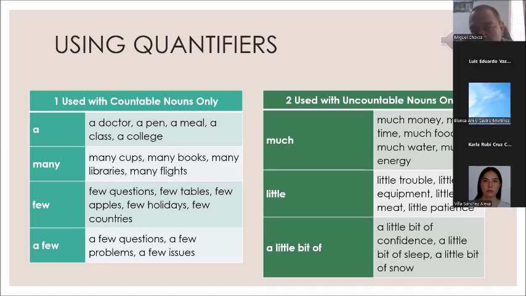Second, quantifiers used with uncountable nouns only. Much, for example, much money, much time, much food, much water, much energy. Little, for example, little trouble, little equipment, little meat, little patience. A little bit of, for example, a little bit of confidence, a little bit of sleep, a little bit of snow.